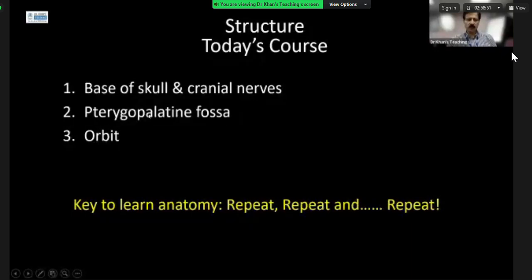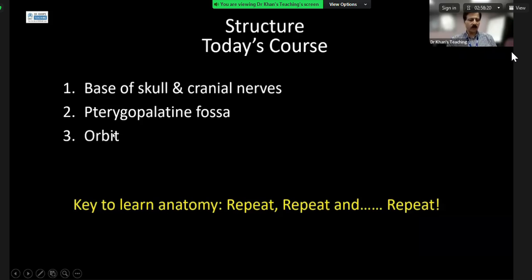This is more or less paranasal sinus territory, but I have included it today because there is a connection with the base of skull, the pterygopalatine fossa. And then orbital anatomy is relatively simple. But having said that, we will emphasize its connections with the base of skull. So it's going to be a lot of repetition. You will become sick and tired.